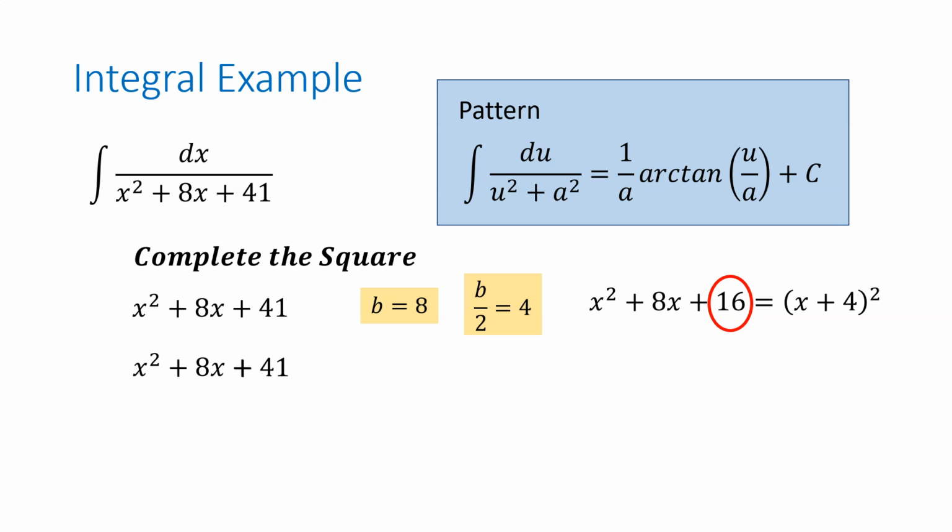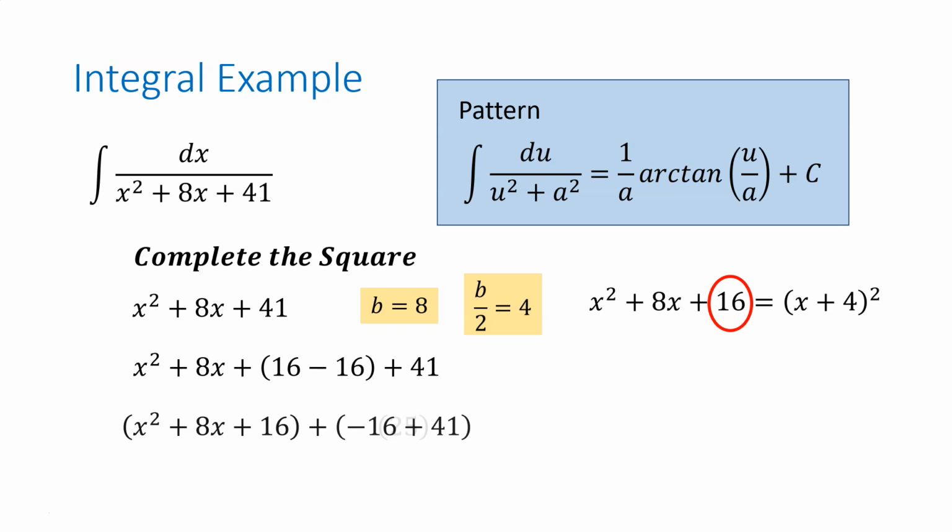We can't just add 16 because that would change the value of the denominator, but we can add 0. And we can rewrite 0 as 16 minus 16. We can then regroup the terms. The second group of terms can be combined to be 25. The first group of terms can be replaced with x plus 4 in parentheses squared, and 25 can be replaced with 5 squared. We end up with x plus 4 in parentheses squared plus 5 squared.